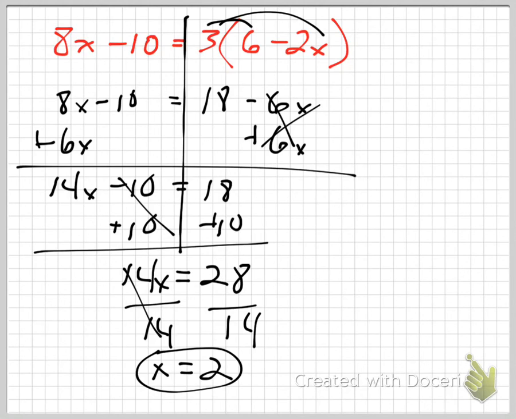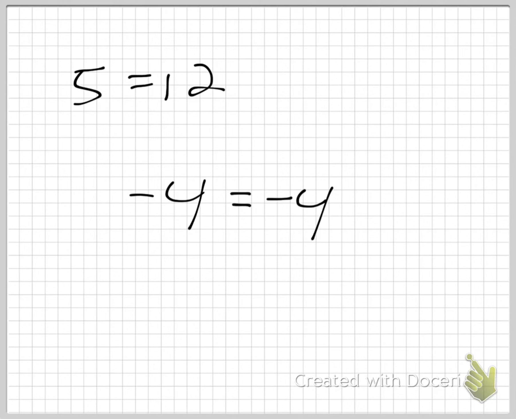The only other thing is that they may do this. If after you've solved everything, eyes up here, it comes out to 5 equals 12, no solution. If it comes out to negative 4 equals negative 4, all numbers, right?